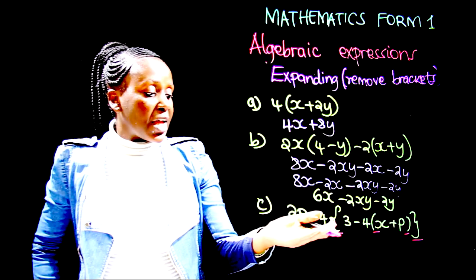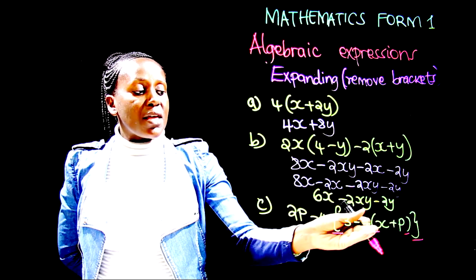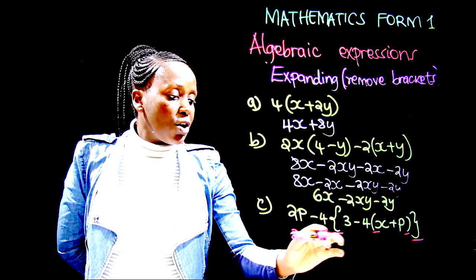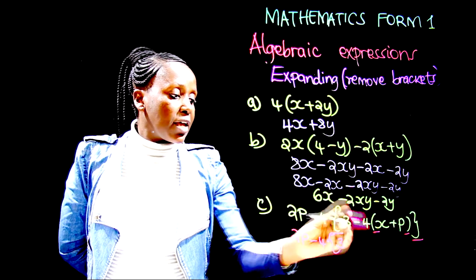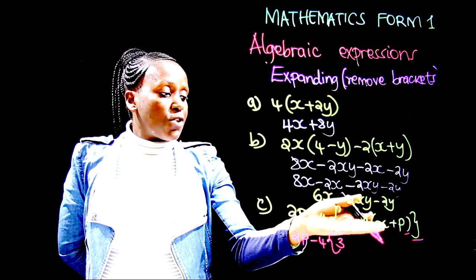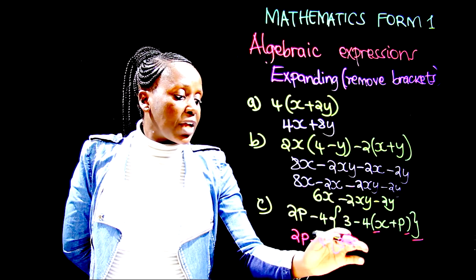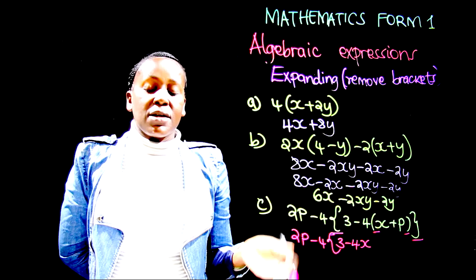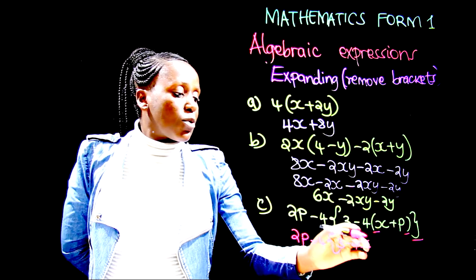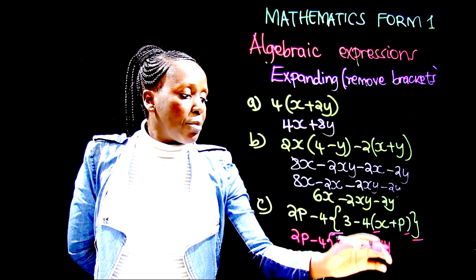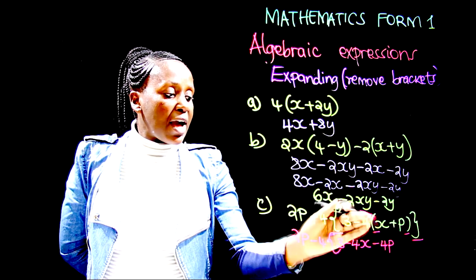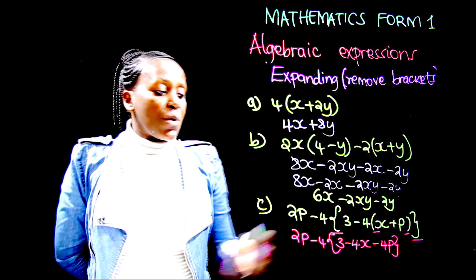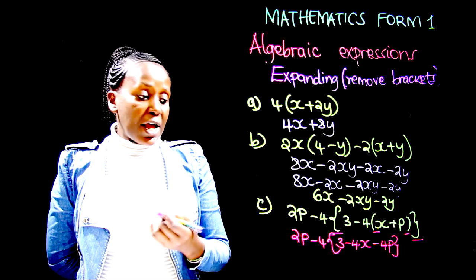So we are going to rewrite this, but open the innermost bracket. So this is 2p minus 4 into bracket 3. Here we have negative 4 times x, which is equal to negative 4x. Then negative 4 times p, which is equal to negative 4p. Like you can see, we have opened the innermost brackets. So now we can open the outermost brackets.